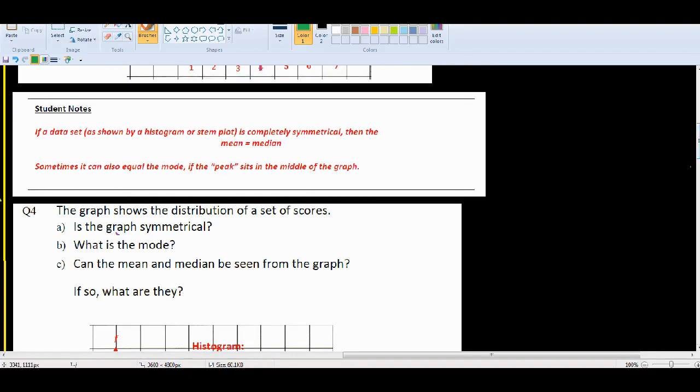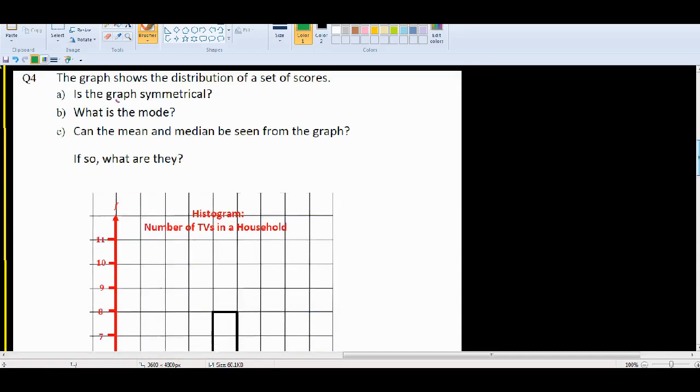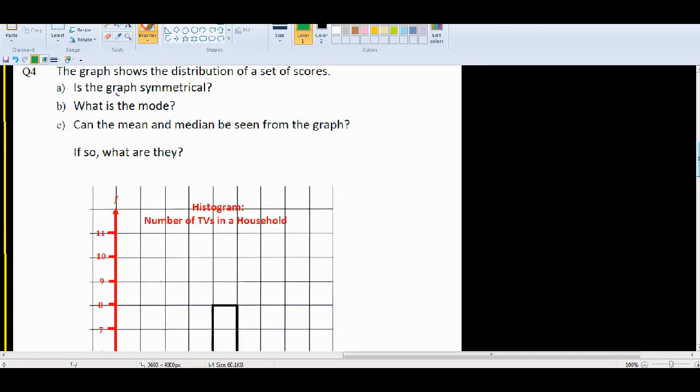So basically the note is, if a data set is completely symmetrical, then the mean must equal the median. If it's normal, then the mode would equal the mean and median as well. But if it's bimodal, then the modes should be at either side of the data. Okay, let's see question 4.